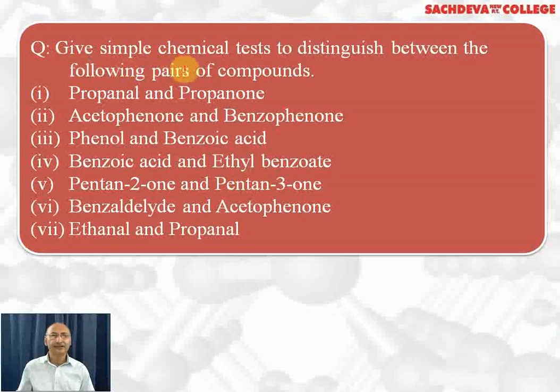Next question, give a simple chemical test to distinguish between the following pairs of compounds. First one is propanal and propanone. The correct answer is we can use Tollens reagent test. Propanal will give silver mirror, propanone will not give. Fehling's solution test can be used. Propanal will give brick red precipitate with Fehling's solution, propanone will not react.